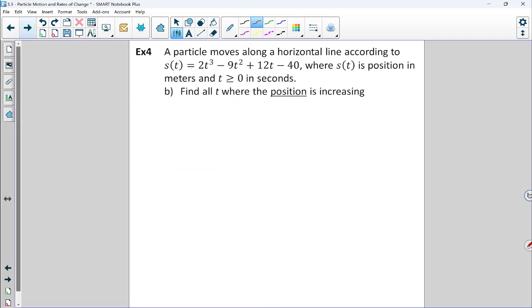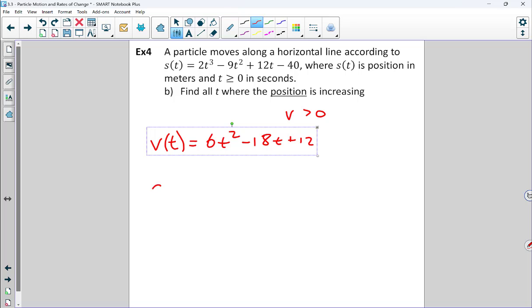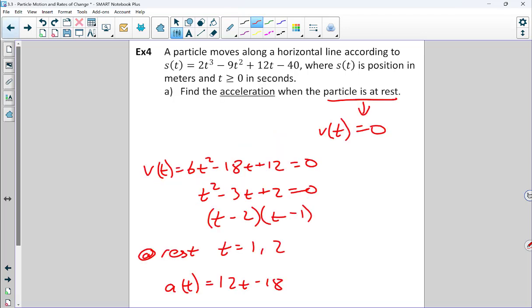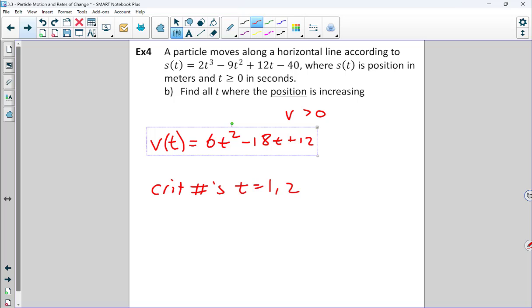Part B, find all t where the position is increasing. The position is increasing when the velocity is positive. So let's take that velocity function that we found a moment ago, which again was 6t squared minus 18t plus 12. I want to figure out where it's positive, so I need my critical numbers. I've already done that. Critical numbers were 1 and 2. I don't have to re-show the work. Once I've already shown it in part A, I can just pull that data in part B.